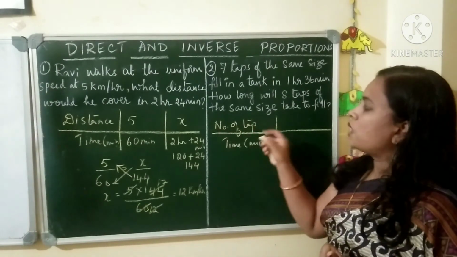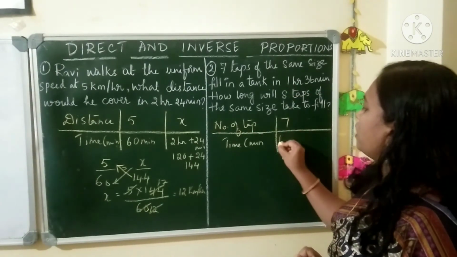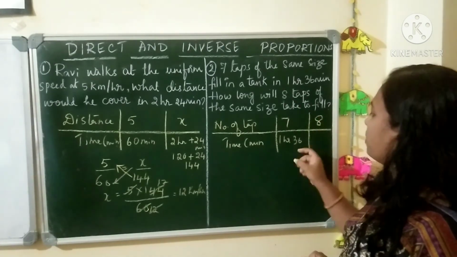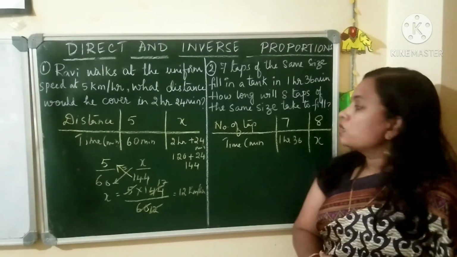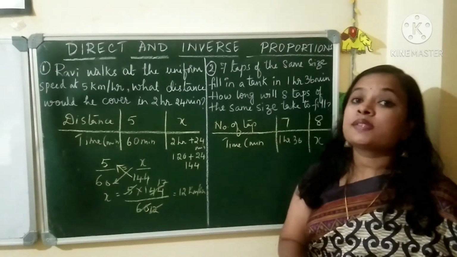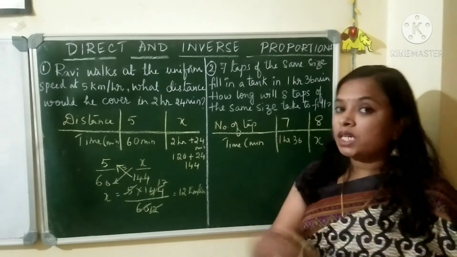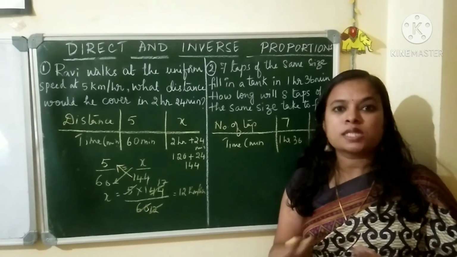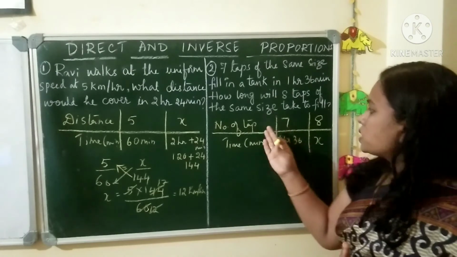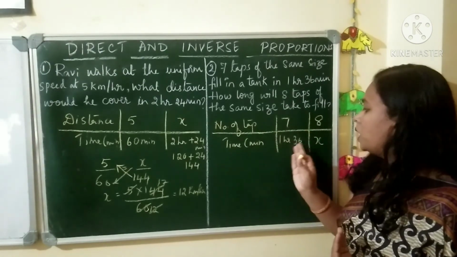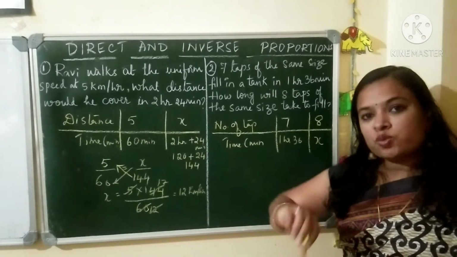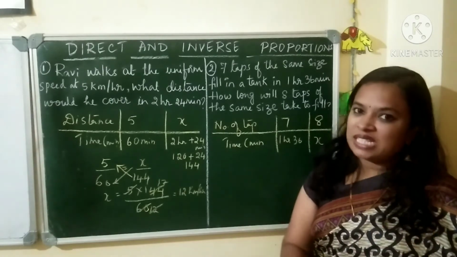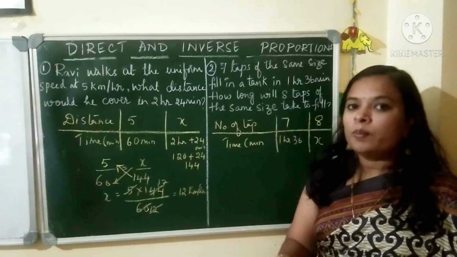So now number of taps. How many taps? 7 taps. It's filling in 1 hour 36 minutes. The other one, 8 taps are filling but you don't know what's the time taken. So I have already told you, whenever there is increase in one quantity, if there is decrease in the other quantity, then it is an inverse proportion. So here we will just check whether it is direct or inverse proportion. Here when you see the 7 taps are filling in 1 hour 36 minutes. So now 8 taps, one more tap is opened. So what will be the time taken? Will it be more than that or will it be less than that? Yes, obviously it will be less than that.